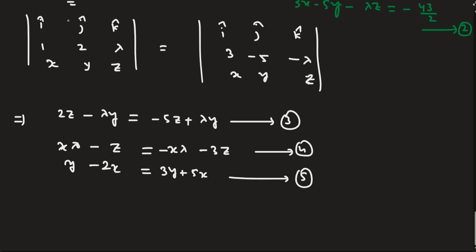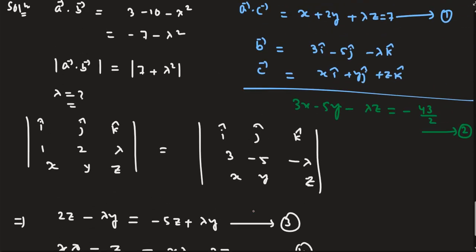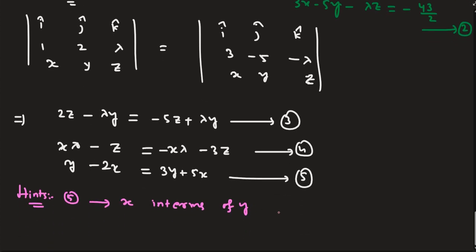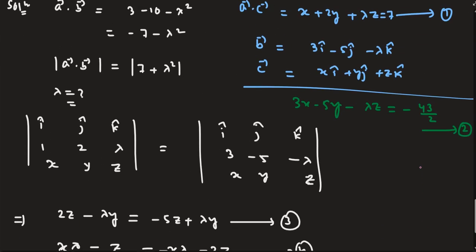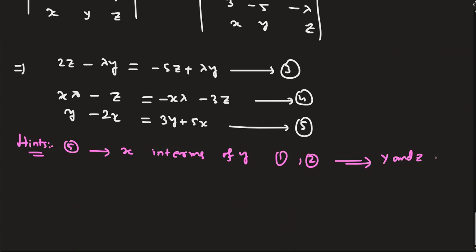So here you notice that I am giving you some hints. It is a little bit lengthy question, so you just have to simplify the calculation. First we utilize 5. From 5 I am trying to find out x in terms of y. Okay, now so I am getting x in terms of y. This value I am going to put here in 1 and 2. So if I replace x in terms of y, these two equations will become equations of y and z, containing lambda also. The variables are y and z.